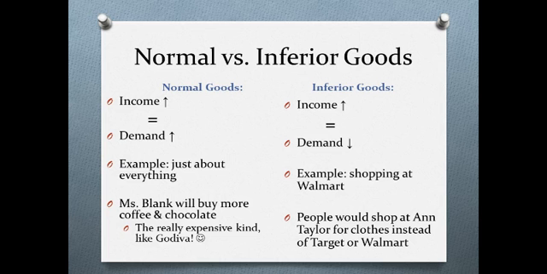Now, if my income goes up and demand goes down, example, shopping at Walmart. I would shop at Ann Taylor for clothes instead of Target or Walmart. Let's say that Folgers is my inferior good. Dunkin' Donuts is my normal good, and Folgers is my inferior good. If my income goes up, I can afford to buy Dunkin' Donuts. So my demand for Folgers is going to drop like a rock, like a bad habit. Forget Folgers. I can afford Dunkin' Donuts now. I can afford the good stuff. I'm not buying Folgers anymore.